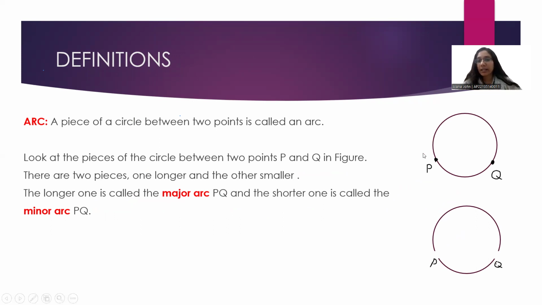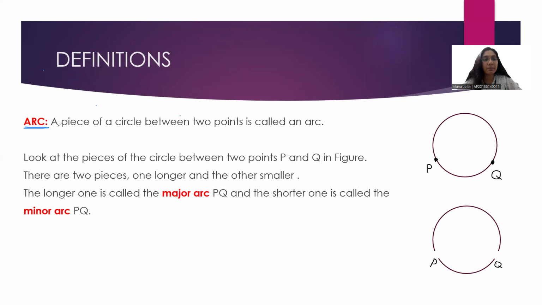Here, suppose we are taking 2 points on the circle, say P and Q. I have taken 2 points, P and Q. Then what happens? These 2 points divide the circle into 2 parts. If I am taking any 2 points on the circle, it divides the circle into 2 parts. So here I have illustrated it. See, this is one part and this is the other part. These two pieces of the circle are known as arcs.